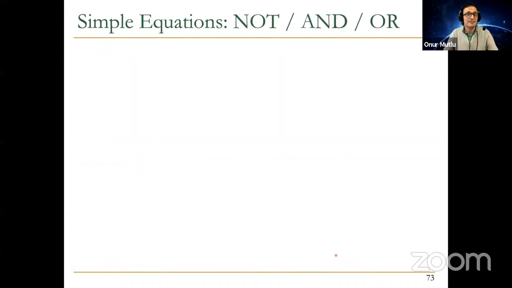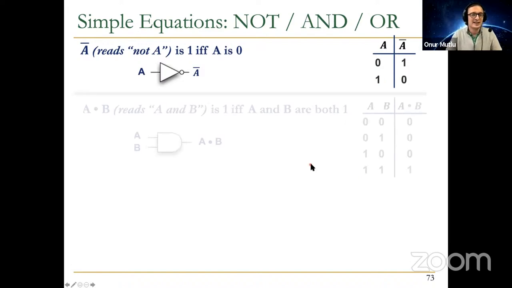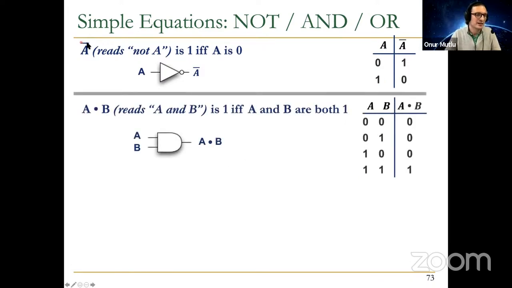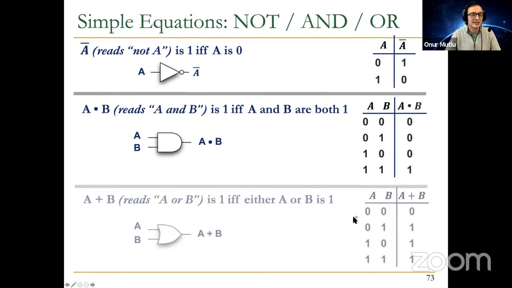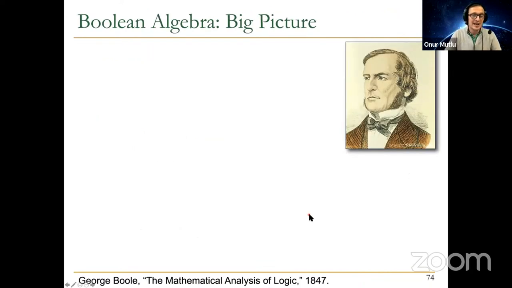Okay, so we have simple equations clearly in Boolean logic: NOT, AND, OR. I'm going to go through this really quickly because we've already seen this. NOT is the complement of A, as you can see. A bar, also called. A AND B is true, or one, if and only if A and B are both one, as you can see. And A OR B is one if and only if either A or B is one. And all of this was developed by a person called George Boole.